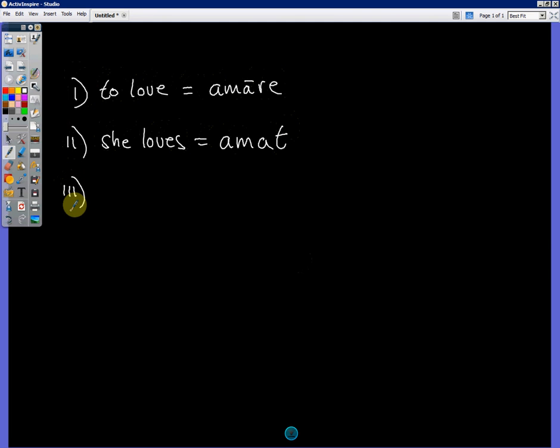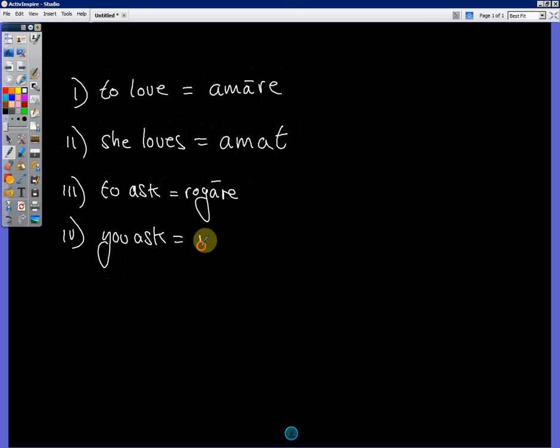Number 3 was to ask, and that's rogare. Number 4 was you ask. Once again, we take off the RE of the infinitive. We've got our stem. Our stem's got the macron on, and for you ask, we just put S on the end. We keep that macron. Rogas, you ask. Number 5 is to walk.